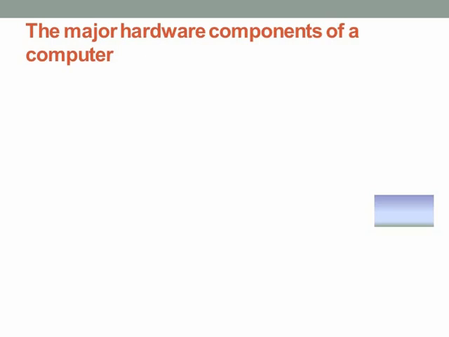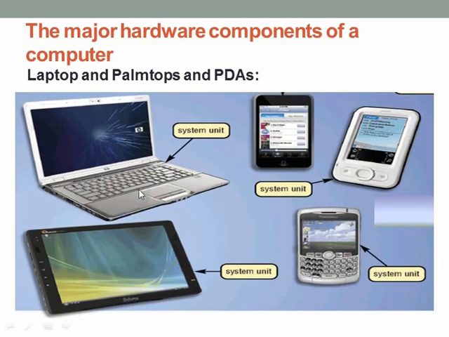So let's look at also the laptops, palmtops and the personal digital assistants, how their components are. Starting with the laptop, you can see that the monitor of the laptop is right here, intact. Like I said before, it's intact with the system unit. So the whole thing is just here together. You can look at this one and the PDA, the tablet. Its monitor is also intact onto it there.